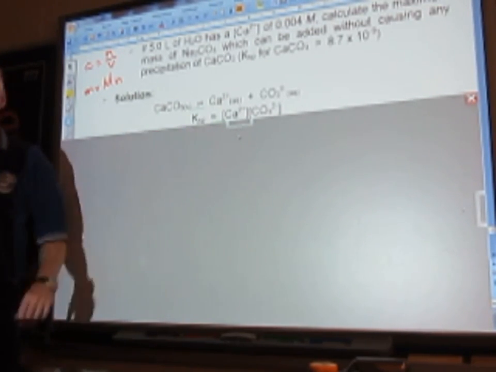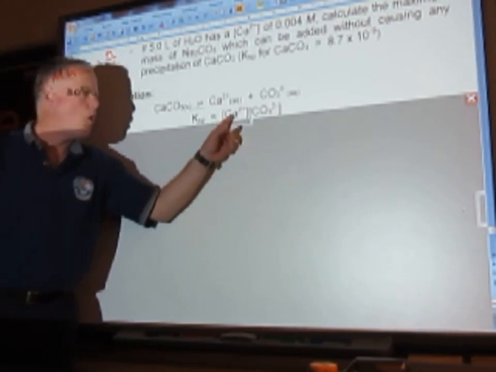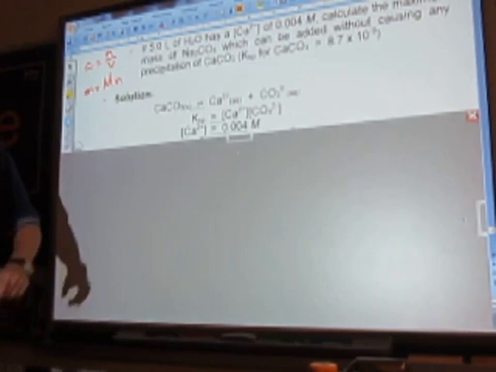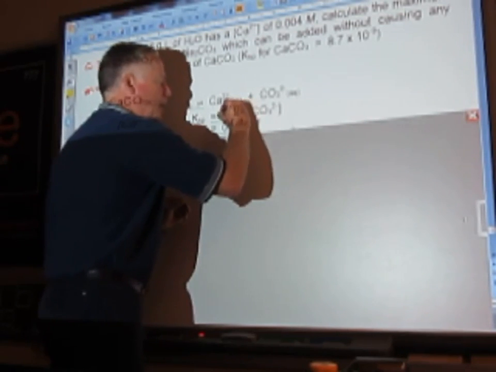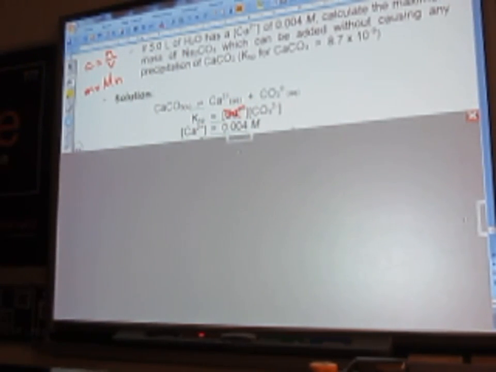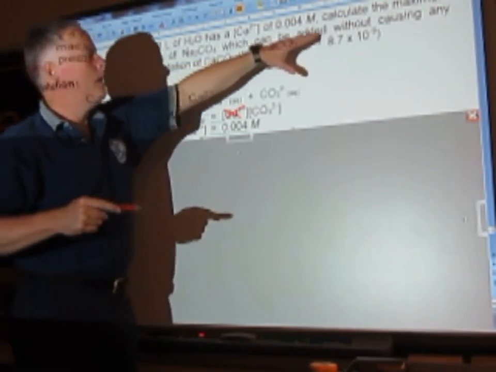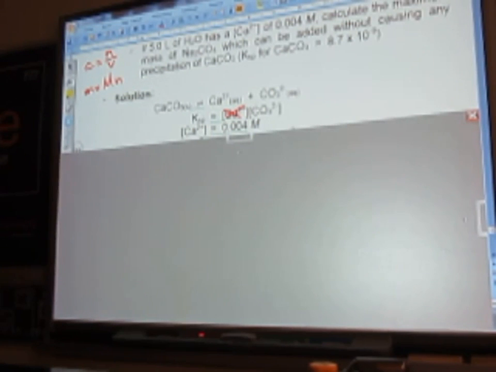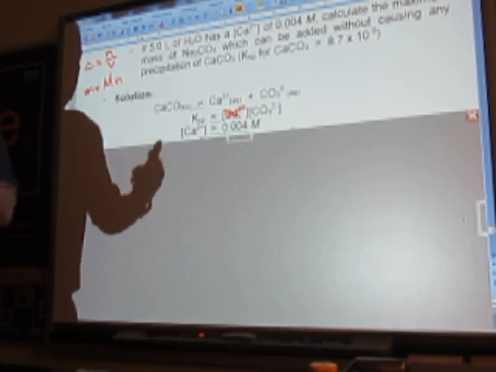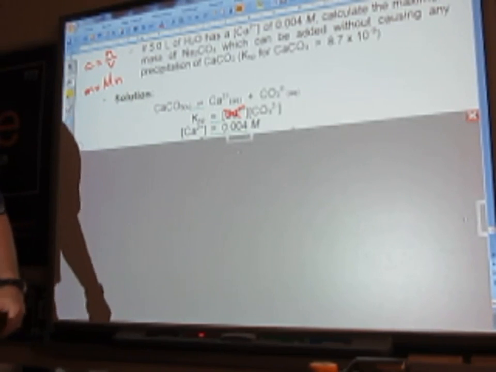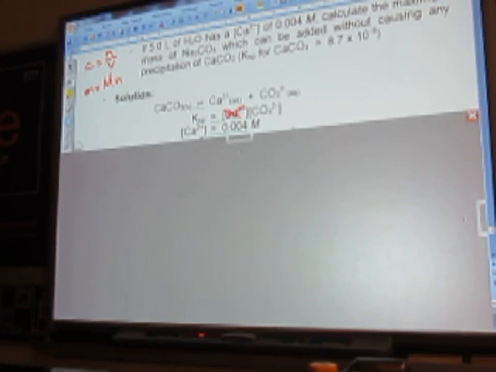You know the concentration of calcium. So you can put that in there. That's one thing I know right now. I can cross that off. I know one other thing though. What else do I know? What kind of solution am I trying to create? Saturated solution, right? Because I'm trying to add without causing precipitate, so I want a saturated solution. So what do I know about Q and Ksp? They're the same.